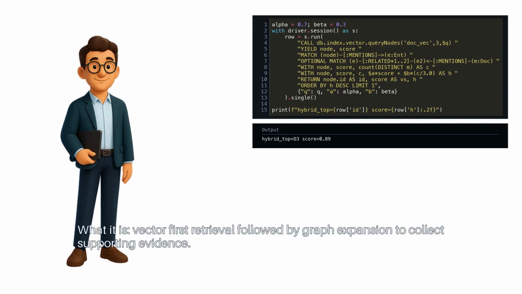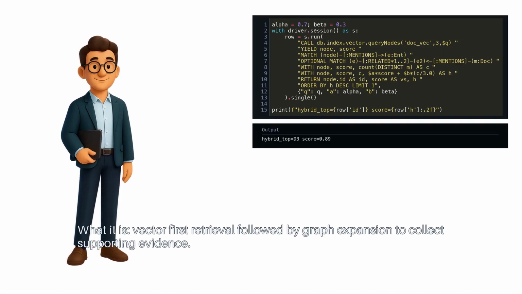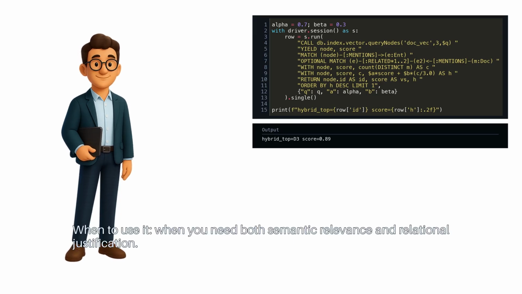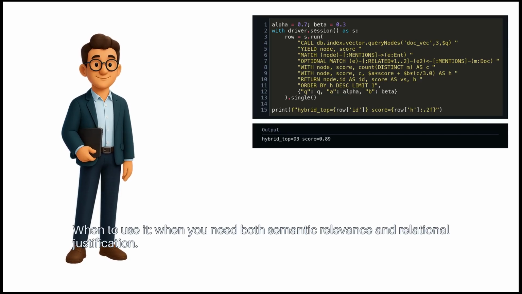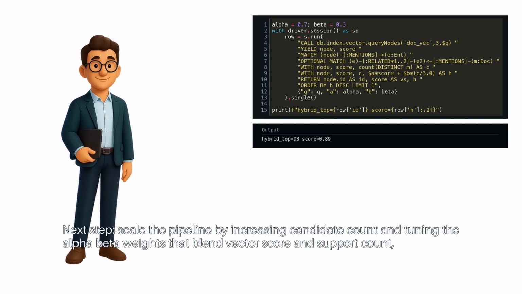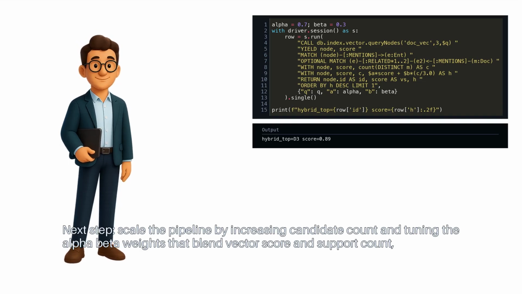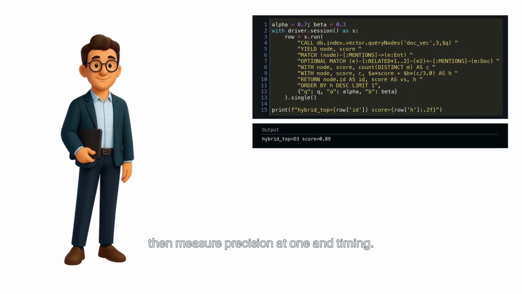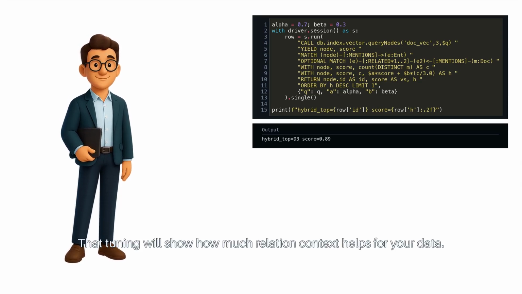Recap: what it is: vector first retrieval, followed by graph expansion to collect supporting evidence. When to use it: when you need both semantic relevance and relational justification. One caveat: more hops increase recall, but can introduce noisy, irrelevant links. Next step: scale the pipeline by increasing candidate count and tuning the alpha-beta weights that blend vector score and support count. Then measure precision at 1 and timing. That tuning will show how much relation context helps for your data.